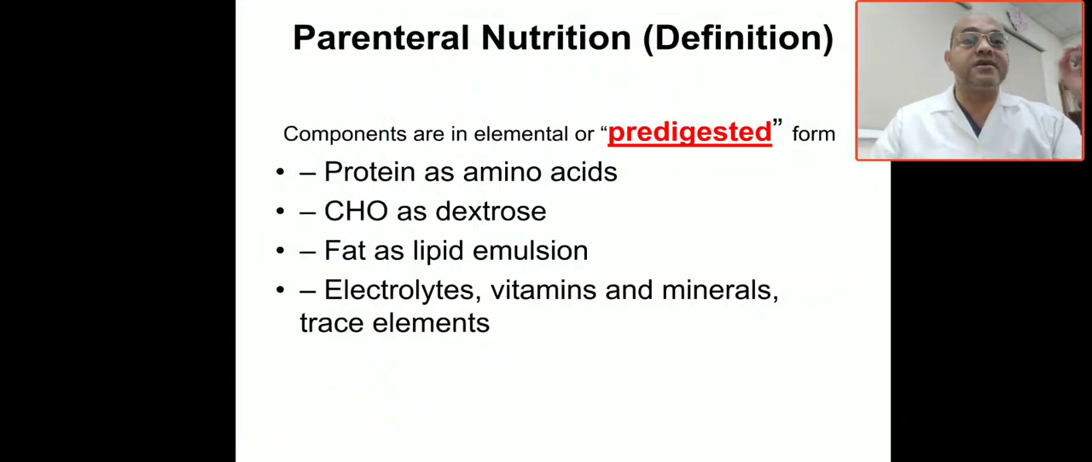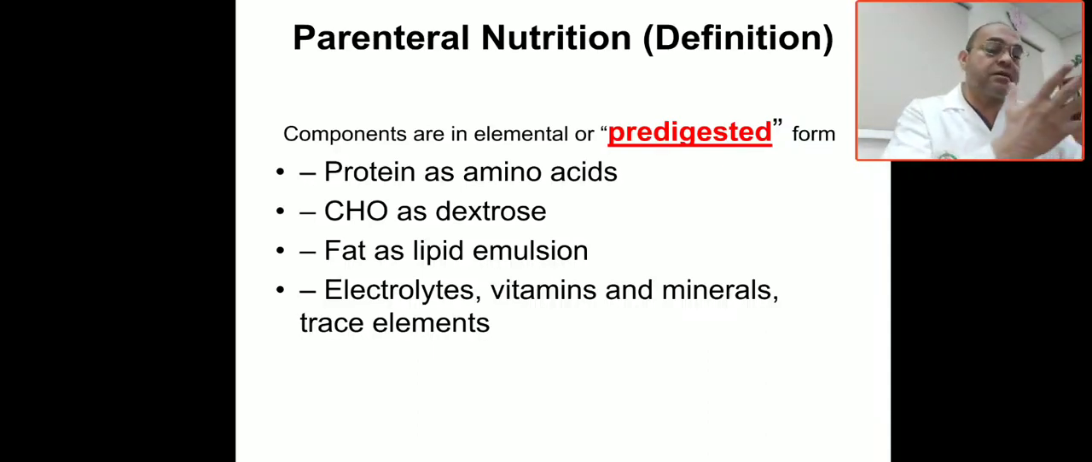So what is the definition of total parenteral nutrition? Total parenteral nutrition is the total supply of all nutrients. So what is the meaning of all nutrients? All nutrients means macronutrients and micronutrients. Macronutrients: carbohydrates, fat, protein. Micronutrients: electrolytes, vitamins, minerals and trace elements.